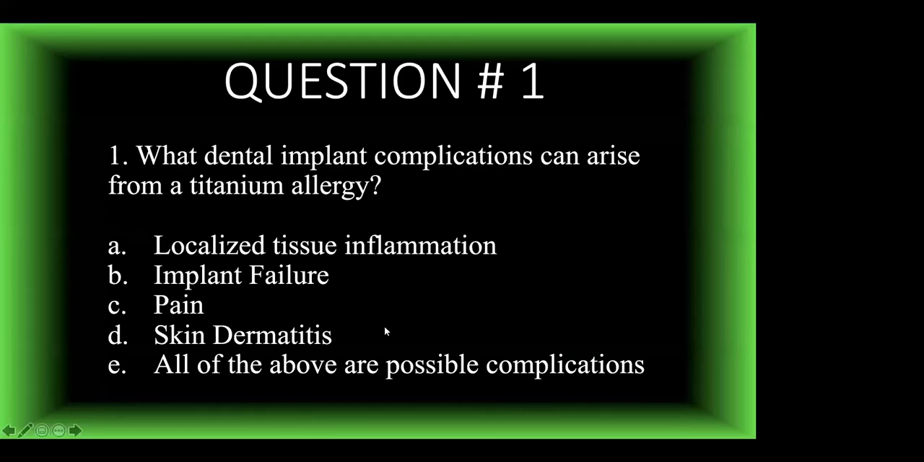And our answer is almost 96%. Very good, E. So if you look at what can happen here, let me go back. All of the above can happen with a true titanium allergy. So you can get localized tissue inflammation, which is probably the most common. Implant failure, it eventually will lead to implant failure. It is usually very painful. You can get skin dermatitis or issues in the soft surrounding tissues. So the answer to that question is actually E.